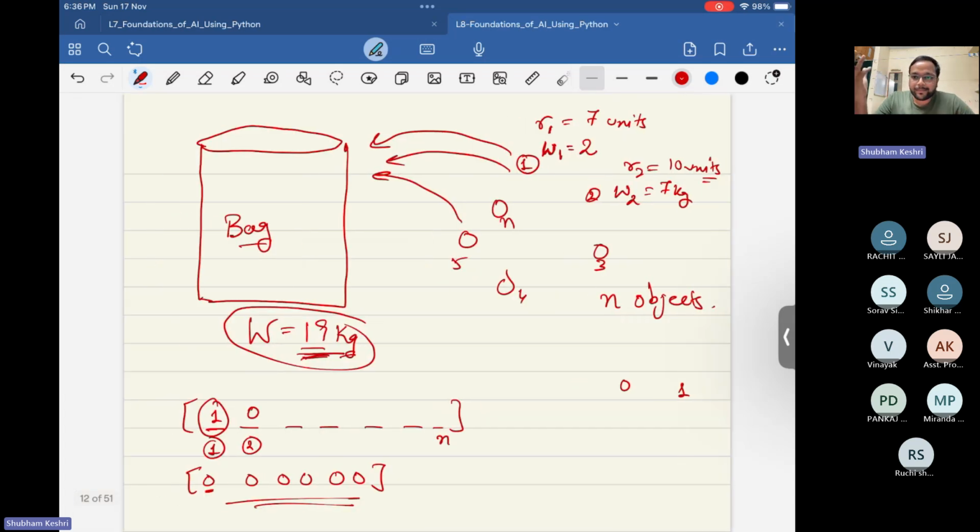So what can be another representation? You just say the objects which are picked. So you can have the labels as the representation. So when you have 1, 2 and 3, it means you are picking 1, 2 and 3. Whenever you have 3, 5 and 7, it means you are picking 3, 5 and 7.